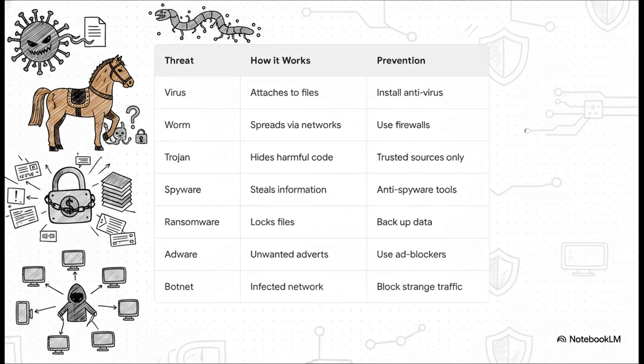Then we have Adware, which basically just spams you with unwanted ads and slows down your device. Ad blockers and removing weird browser extensions are your best friends there. And finally, the botnet. This is when a hacker controls a whole network of infected computers. Keeping devices updated and using a firewall to block strange traffic is key here.